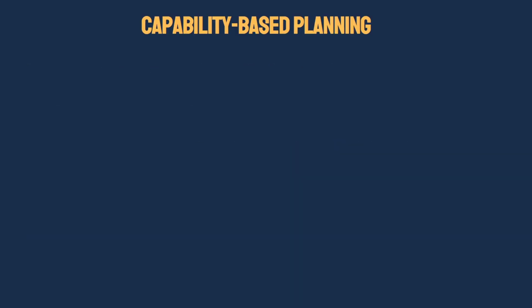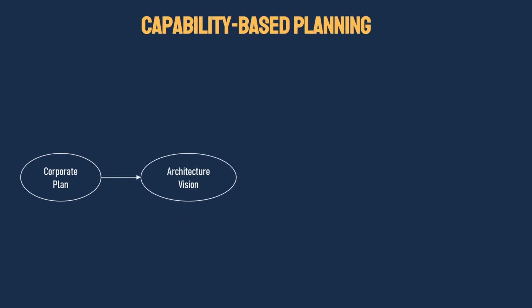When we discuss capability-based planning, there are a couple of different key terms and definitions that we need to be aware of. The first is the corporate plan. The corporate strategic plan drives our architecture vision. Having a vision is great, but we can't do this without capabilities. Capabilities end up defining how work can get completed and who can complete it.